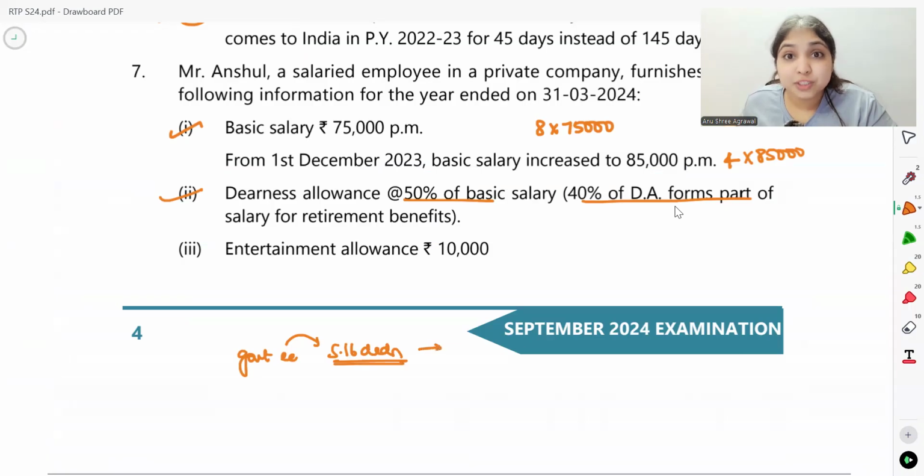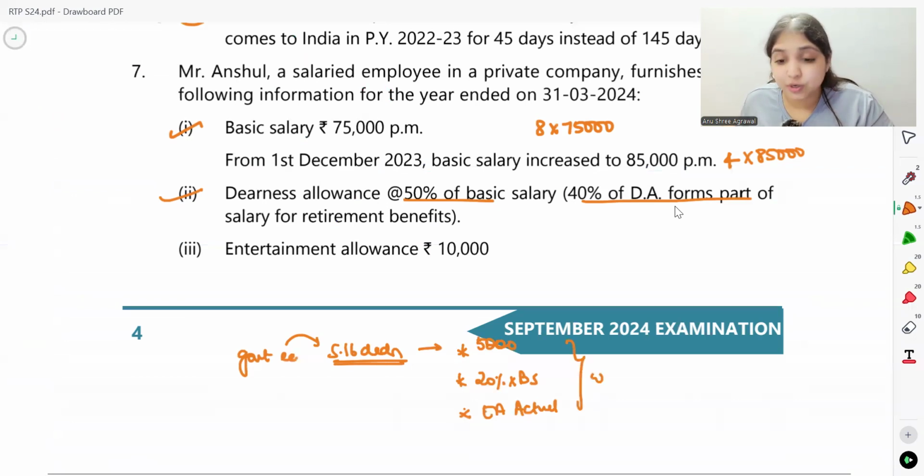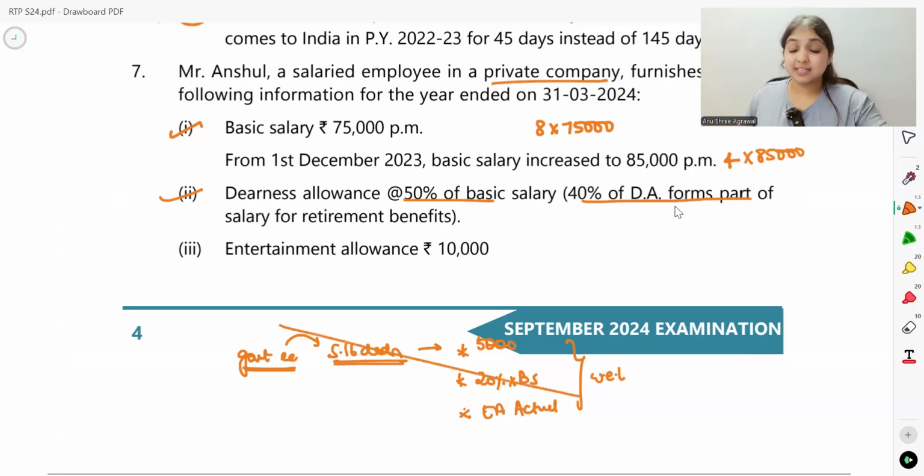And how do you compute the deduction, guys? 3 things you will calculate. Number 1 is 5,000 rupees for that particular year. Number 2 is 20% of basic salary. And number 3 is actual entertainment allowance. So out of these 3, you will pick whichever is lesser. Good. Whichever is lesser, that will become a section 16 deduction. But this deduction you will get only for a government employee. And assessee is not a government employee. So therefore, no section 16 deduction.